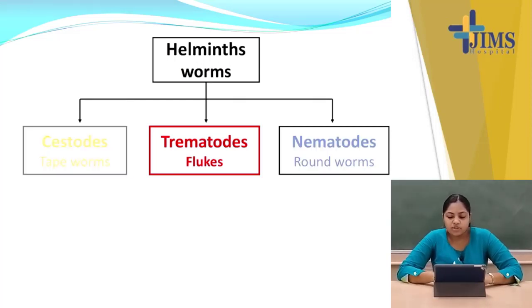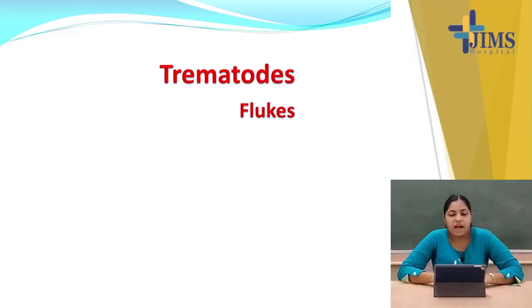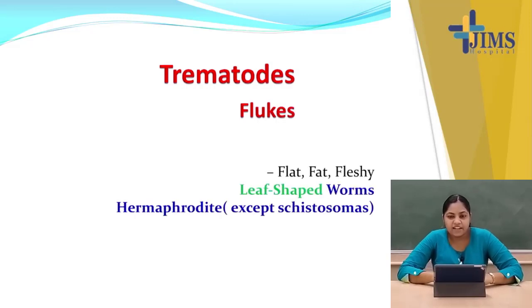Trematodes, the other name is flukes. Coming to the morphology and classification, these are flat, fat and fleshy, and the appearance is leaf-shaped worm. So these are called flukes, and these are hermaphrodites, meaning monoecious, meaning the male and female sex are in the same fluke or the same worm. There are no separate male and female worms.